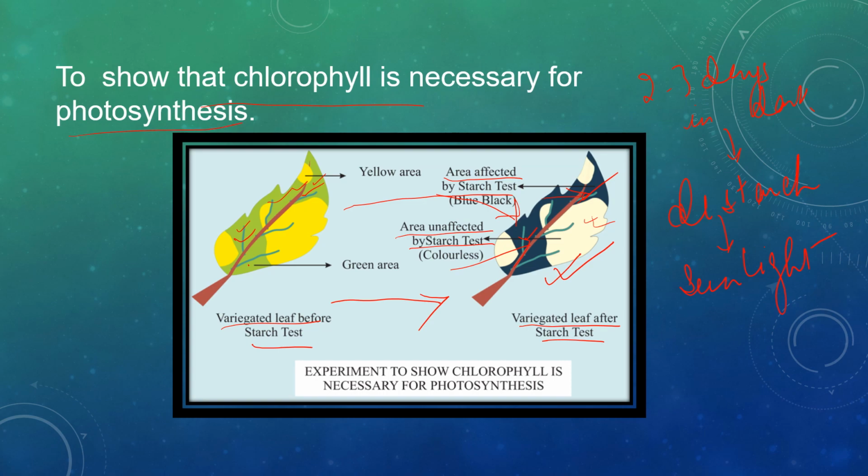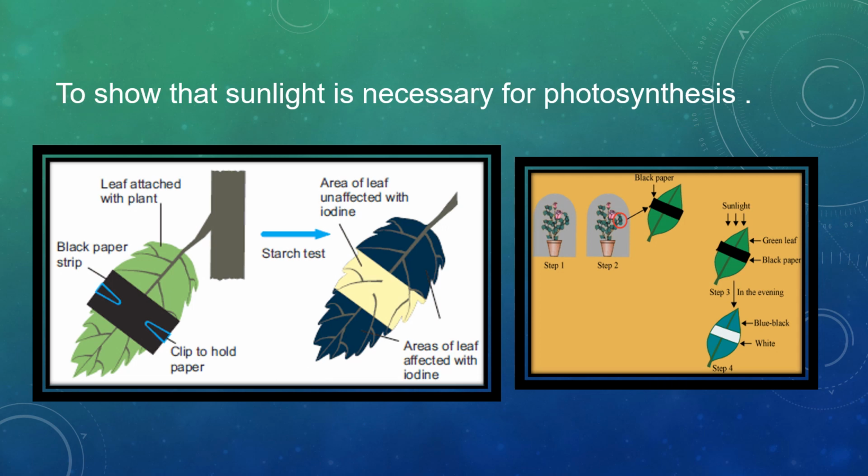Now we will come to the next one, that sunlight is necessary for photosynthesis. Now in this experiment we will show that sunlight is necessary for photosynthesis. First we are taking the plant, we are taking the leaves of the plants, or we are taking the full potted plant and putting it in dark for 2 to 3 days. So if we are putting it in dark for 2 to 3 days, it is destarched.